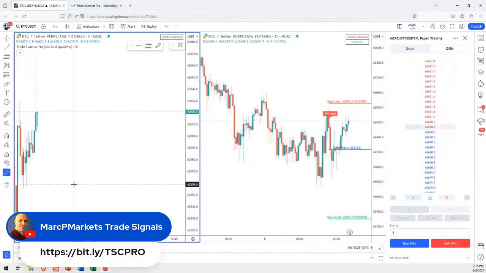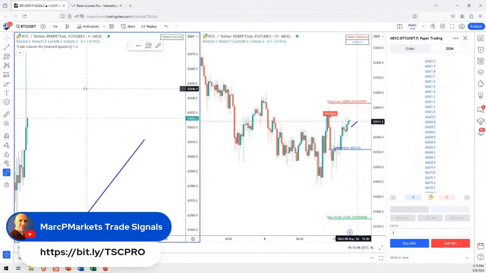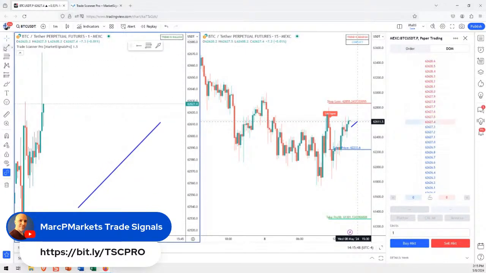TradeScanner Pro is a trend following momentum reversal system. Yes, that's a mouthful. What does that mean? So it works in 3 steps. First, it identifies a trend. That's the trend, right? Bullish. It can also be bearish. Then it looks for a pullback on the trend. That's what it waits for.